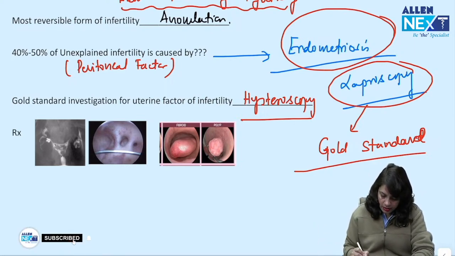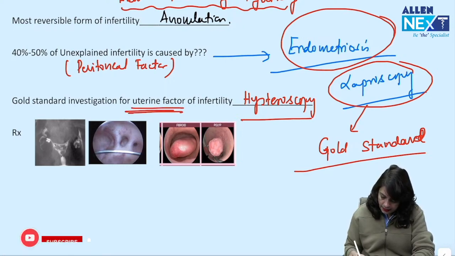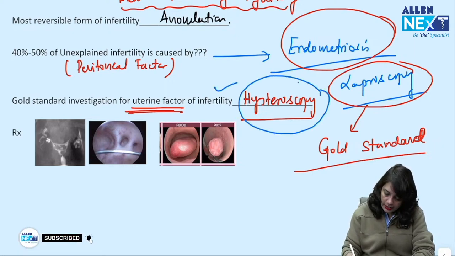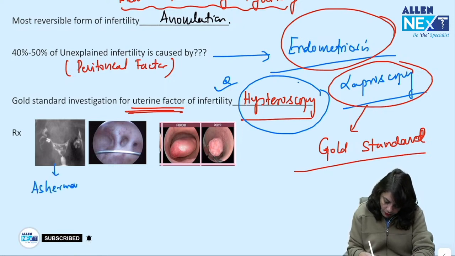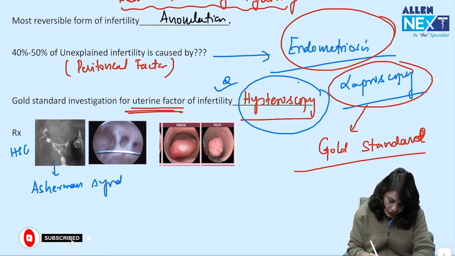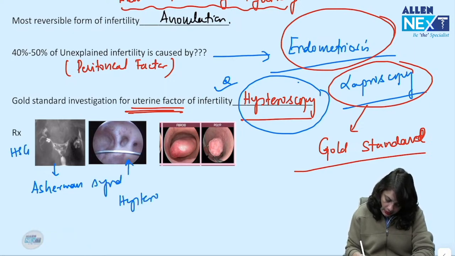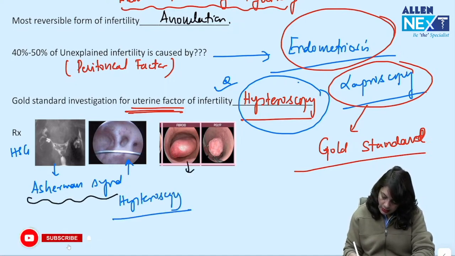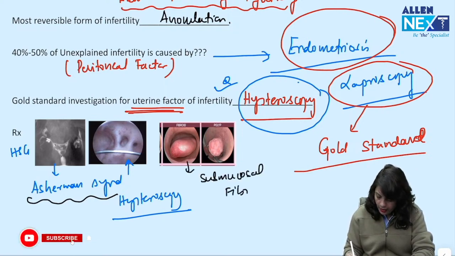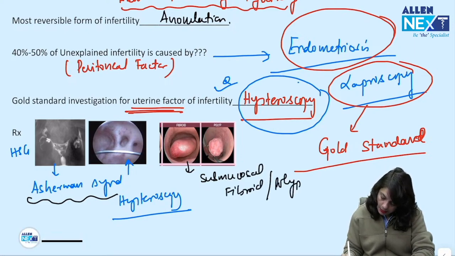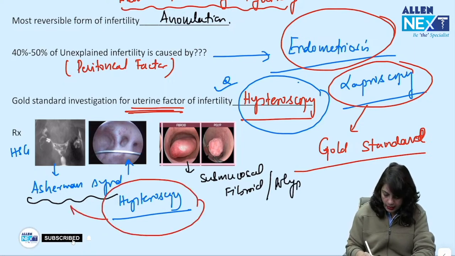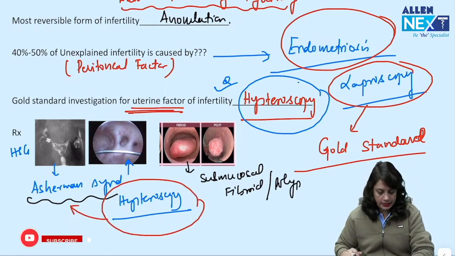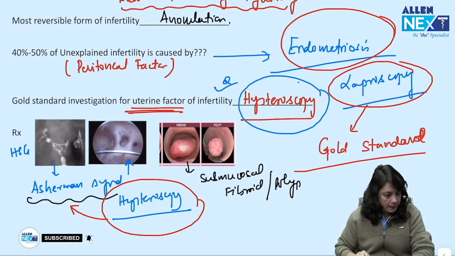Now there are images given here for the uterine factor of infertility. So hysteroscopy remains the gold standard investigation. Why did I say that? Because you can confirm your diagnosis of Asherman syndrome. This is the HSG finding and this is the hysteroscopic finding of Asherman syndrome. And here you can see submucosal fibroid or polyp. So hysteroscopy remains the gold standard because you can do hysteroscopic guided adhesiolysis.